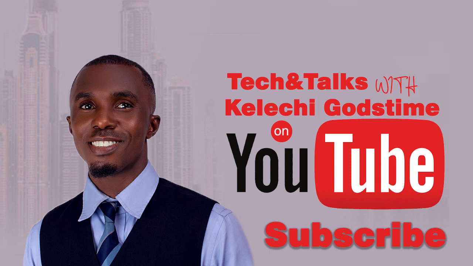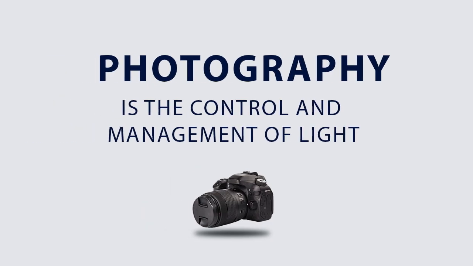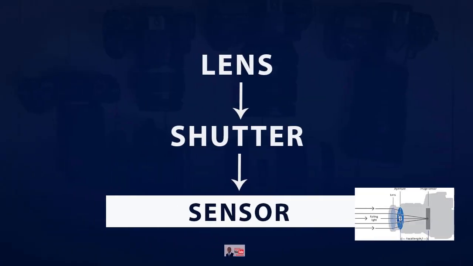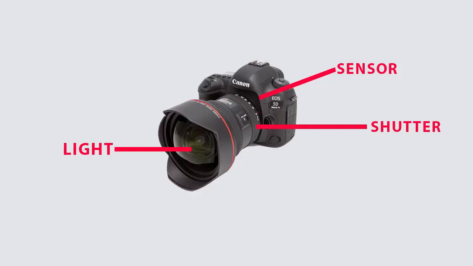So without further ado, let's jump into photography. Photography is the control and management of light. It is the art of capturing light. It goes through your lens and then your shutter and then is recorded in your sensor. We measure light by what is called a stop of light.